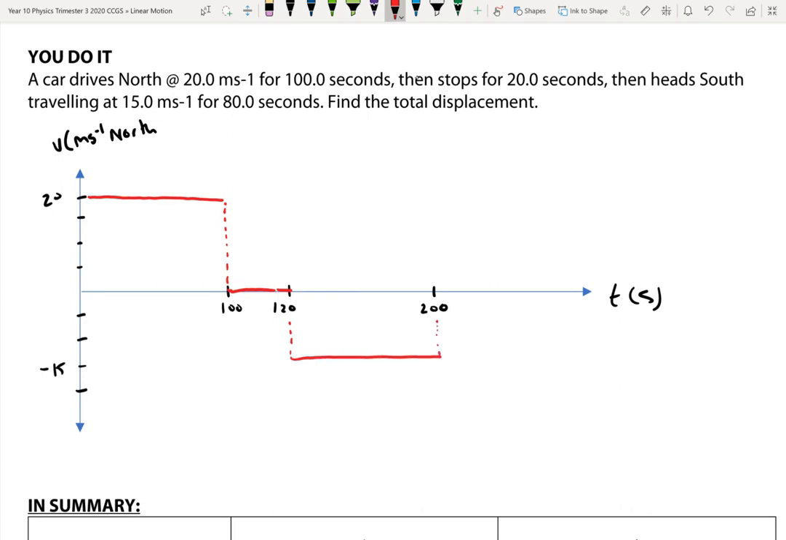All right. So that's their journey. We'll ignore the fact that it takes a little bit of time to slow down. We'll just say constant speed, then stationary, then constant speed. So we're getting a positive area, we're getting no area because they're stationary for 20 seconds, then we're getting a negative area. I'd like you to do exactly the same. Find the two areas, assign one as positive, one as negative.